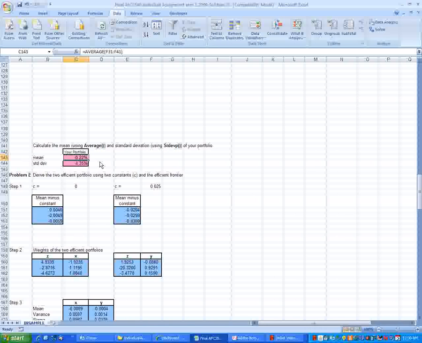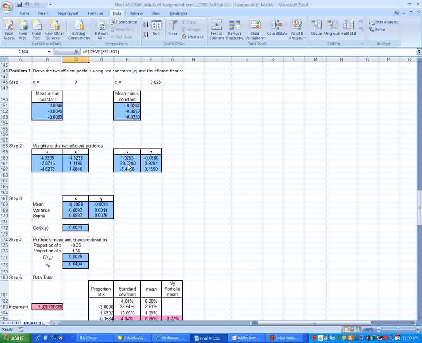That gives you your portfolio's expected return in cell C143 and your standard deviation in cell C144. Then in problem E, you calculate your mean minus the constant. The constant, of course, is 0 to begin with, and then the mean minus the constant here, and the constant in F148 is calculated for you. You don't have to worry about it.